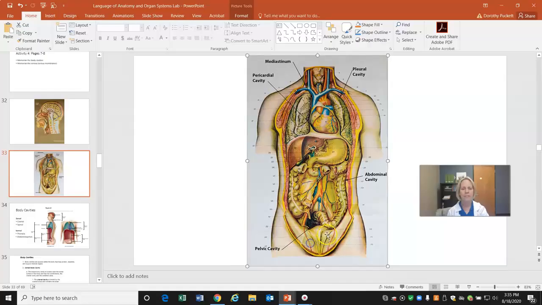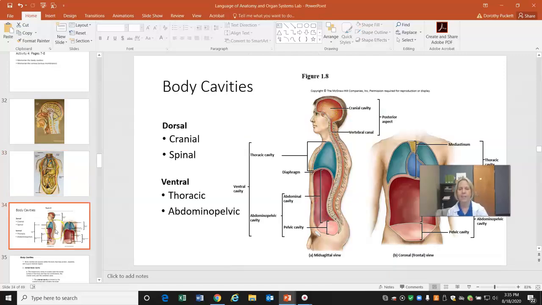The pelvic cavity contains the urinary bladder, the very bottom part of the colon or large intestine. The internal reproductive organs are also found in the pelvic cavity. So here we see body cavities, both the dorsal body cavity and the ventral, and then we separate the ventral into thoracic, diaphragm, abdominopelvic.